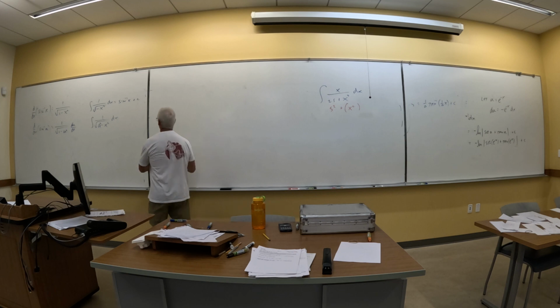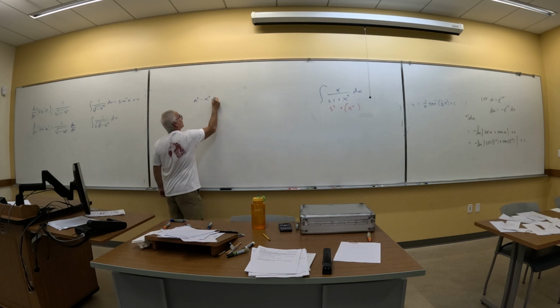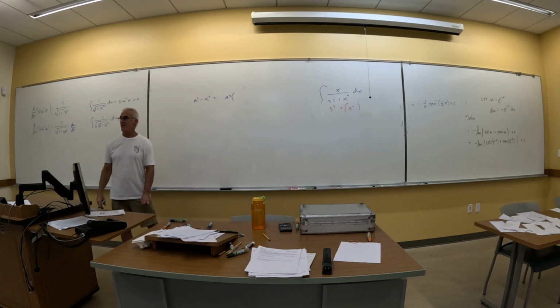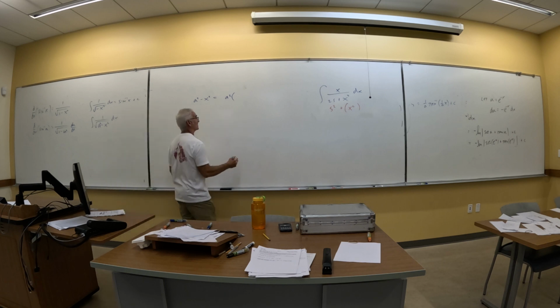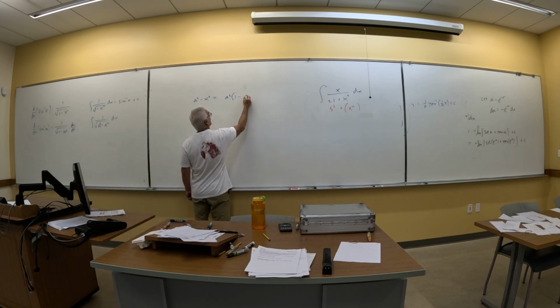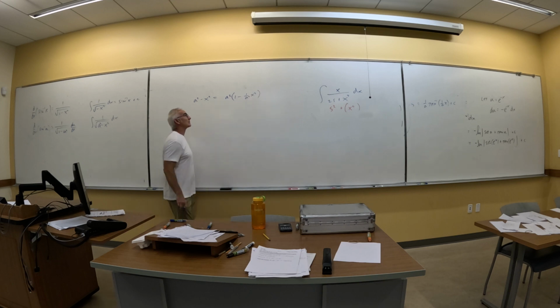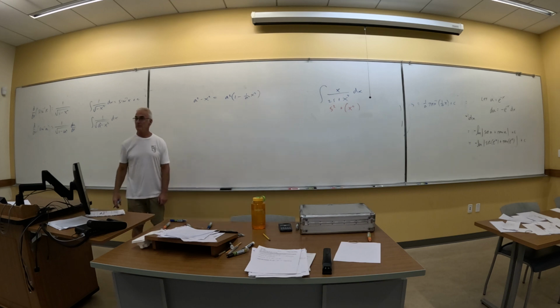All right, so off to the side. If I started with a squared minus x squared, and I want to factor out the a squared, what does that mean? We did this just a moment ago. 1 minus 1 over a squared times x squared. Okay, so far so good?